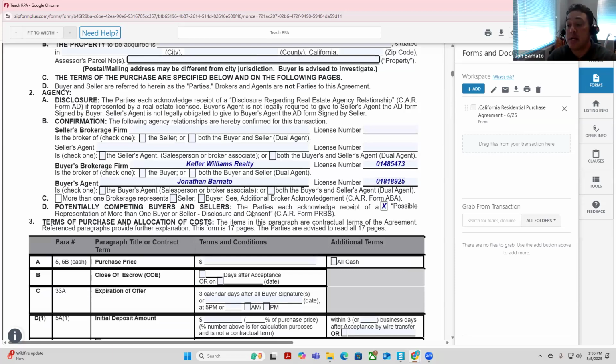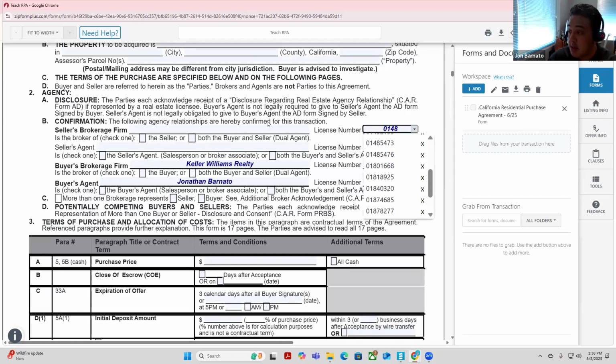All right, we're going to the disclosure of agency relationship. This is where agents mess up all the time. So say this is a dual agency.